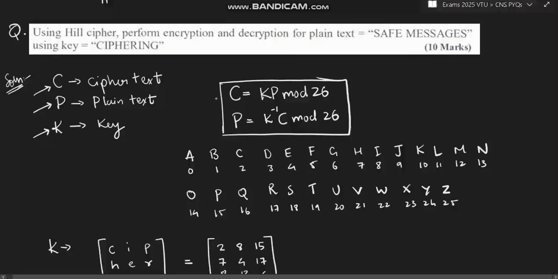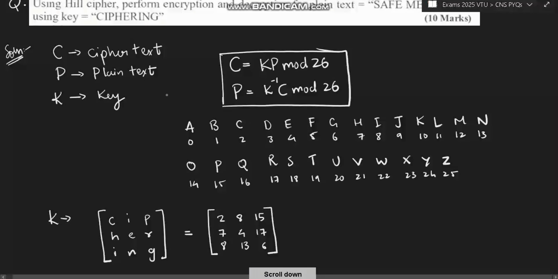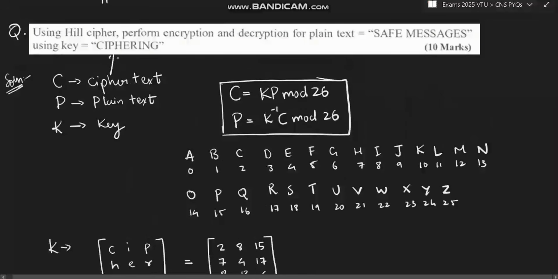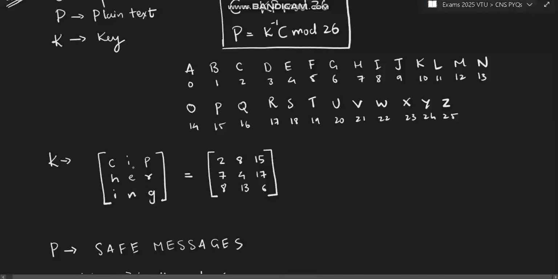The formulas are: to find the ciphertext we multiply K with P and take mod 26, C = K·P mod 26. To find P, we do K inverse into C mod 26. To convert letters into numbers, we start from 0, 1, 2 for A, B, C till Z, which is 25, assigning each letter a number. So we write CIPHERING, the key given to us, and substitute for each letter its numeric equivalent.